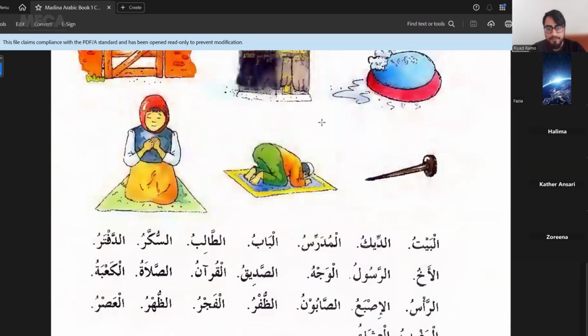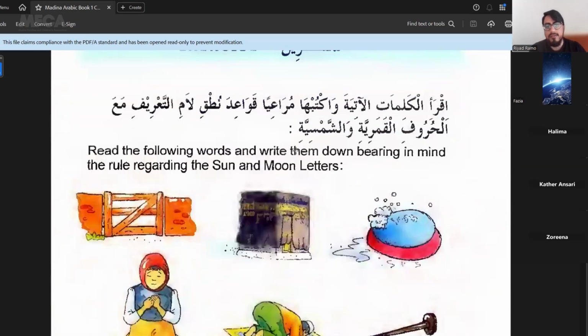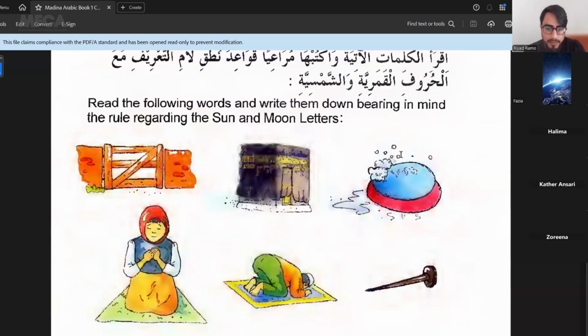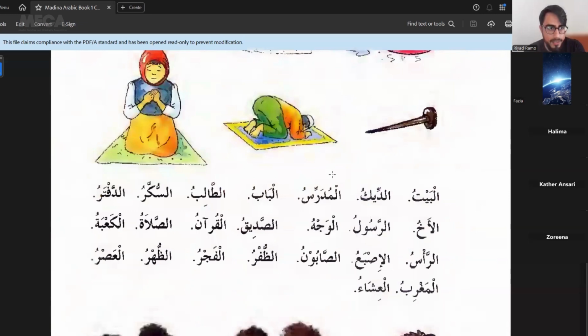Okay. Read and write them down. We don't have to write them down. We'll just read them, so it's good practice for everyone to read them. Just read and translate. I'll do the first one. You see how it has this sukoon on it? There's a sukoon on this lam, so I will pronounce it El. El Beitu, the house. Okay?